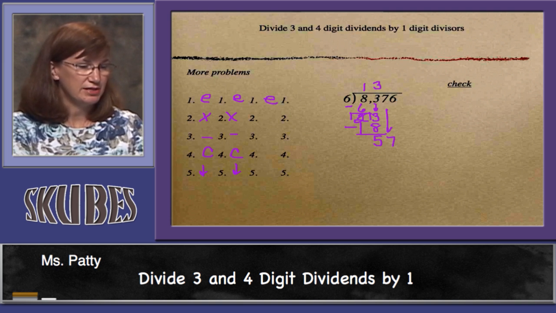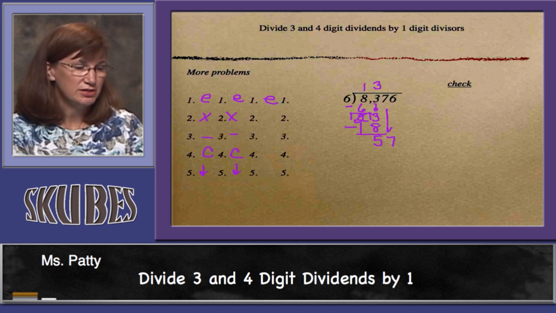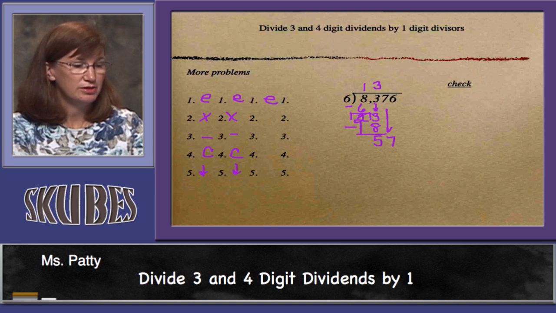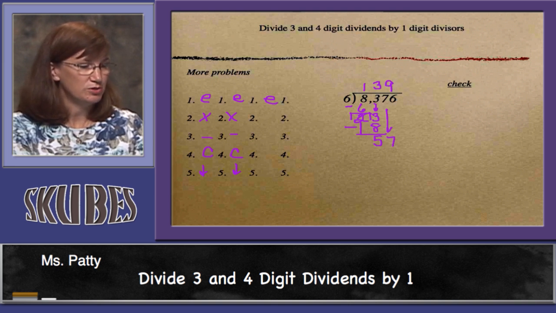57 divided by 6. Let's estimate. What times 6 will get me close to 57, but not larger? Well, 9 times 6 is 54. That's pretty good. Let's try that one. Let's multiply. 9 times 6 is 54.